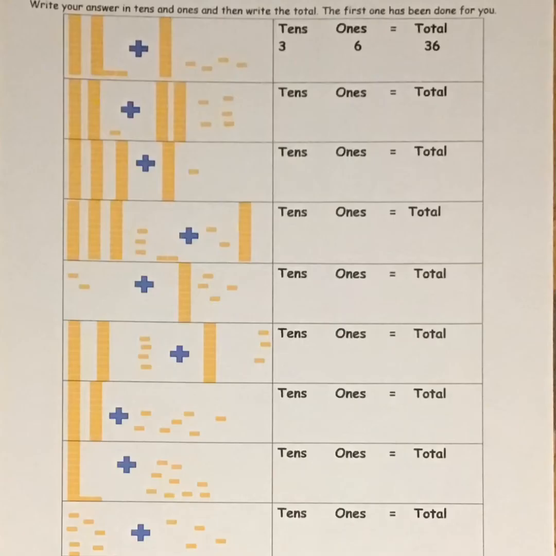Numeracy 6 is consolidation of the tens and ones addition. The blocks of tens and ones should be added together to get the answer. The answer should be first written as tens and ones and then as a whole number beside it. The first one has been completed for you.